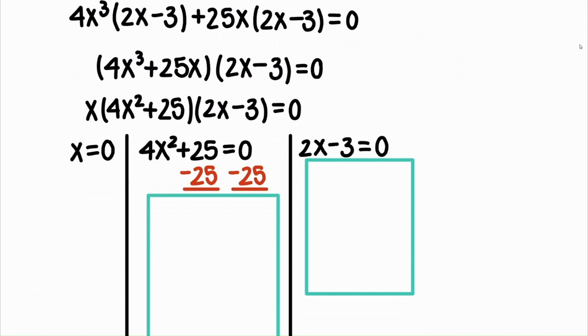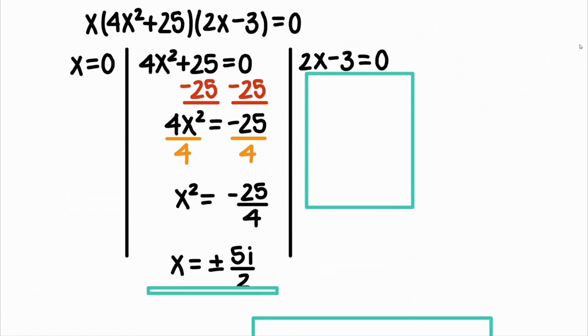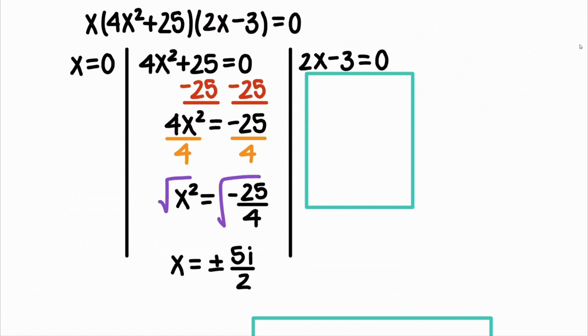So we have to subtract 25 on both sides, thus giving us 4x squared is equal to negative 25. Dividing both sides by 4 to isolate x gives us x squared equals negative 25 over 4. And once we take the square root of both sides, that gives us x equals plus minus 5i all over 2. Or we can write 5 over 2i, which is the same thing.